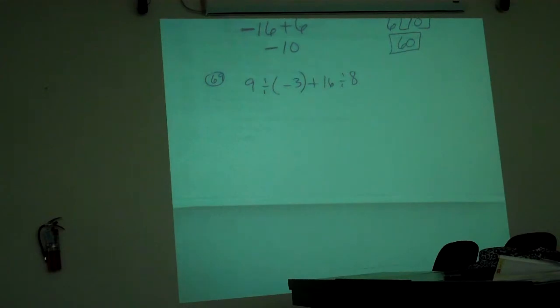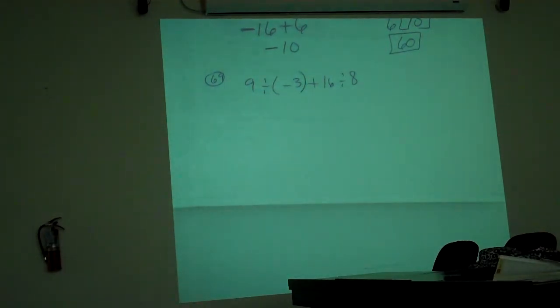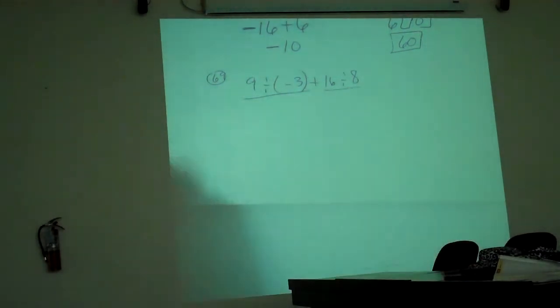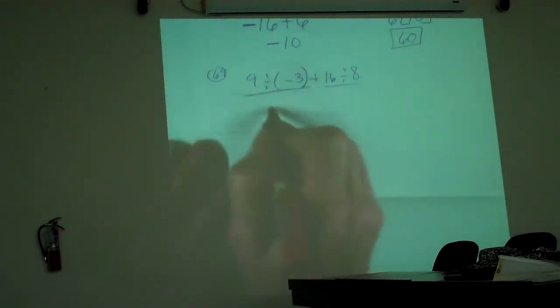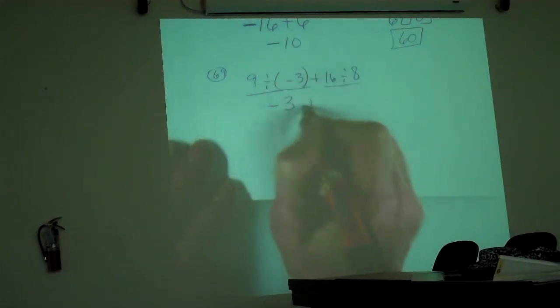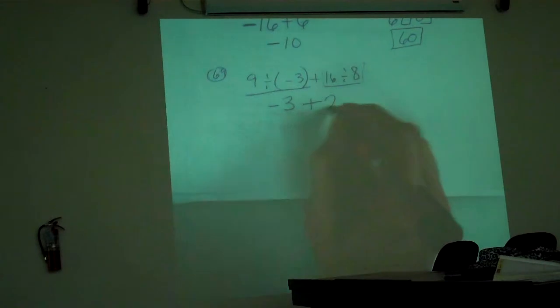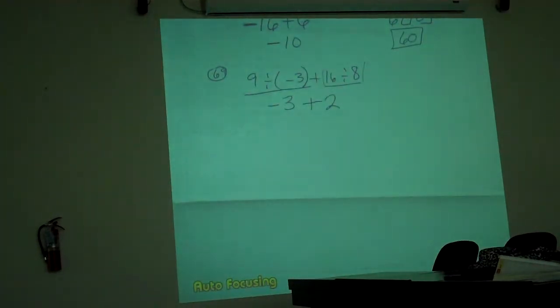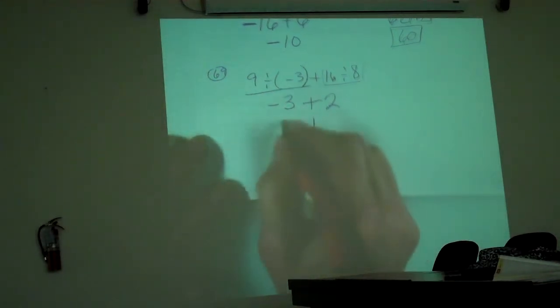Okay, is there any parentheses? Okay, this is a parentheses, but it's not something you have to do inside there. Are there exponents? No. Multiply and divide, left to right. Yeah, we can actually do both of those as separated. So 9 divided by negative 3, negative 3. Plus 16 divided by 8 is 2. Negative 3 plus 2. Sign of the larger and subtract. Negative 1.